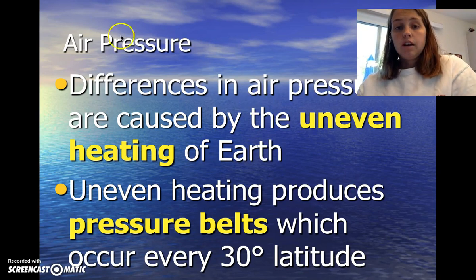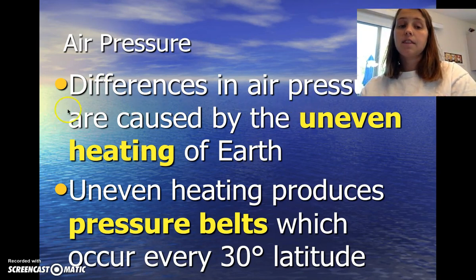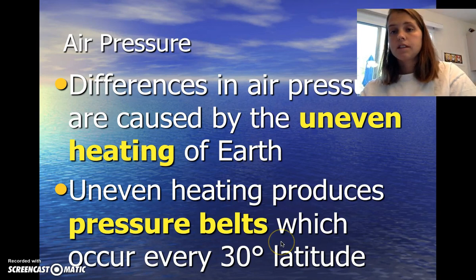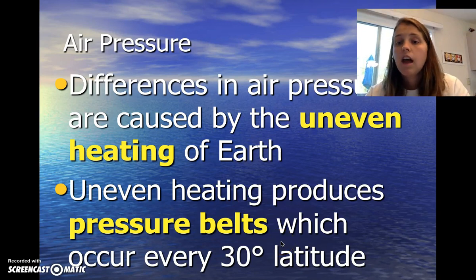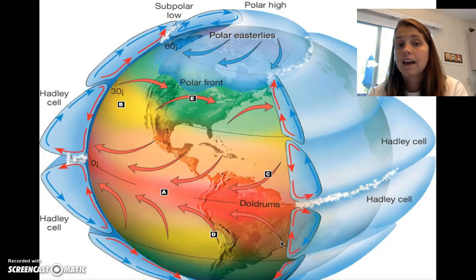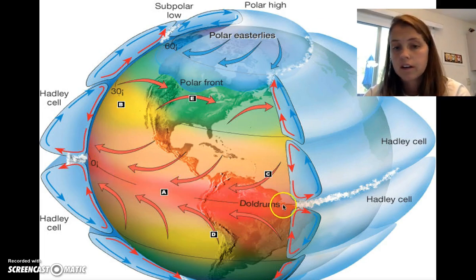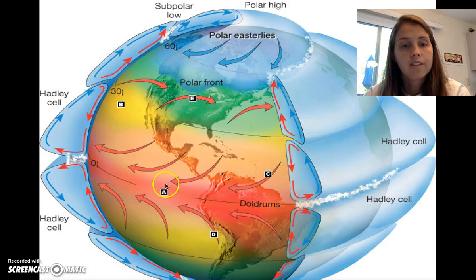So air pressure. This is really the cause. Air pressure is the cause of the uneven heating of the earth. So uneven heating produces pressure belts, and we're going to talk about what those are in a second. And they occur every 30 degrees in latitude. So here's our little diagram, and you'll see here's our equator, okay? And every 30 degrees, we are going to get a different wind belt, or pressure belt.